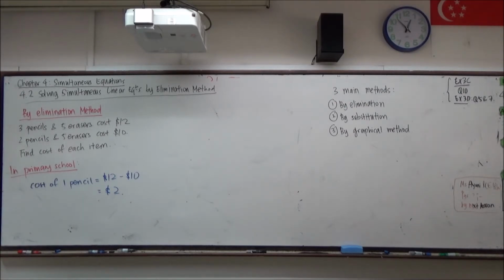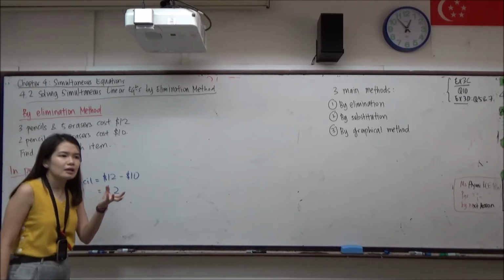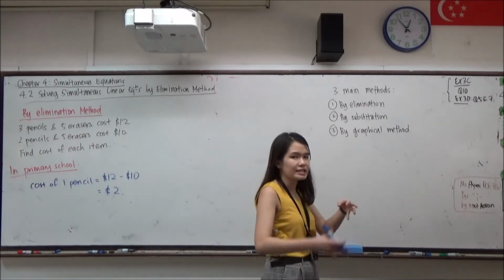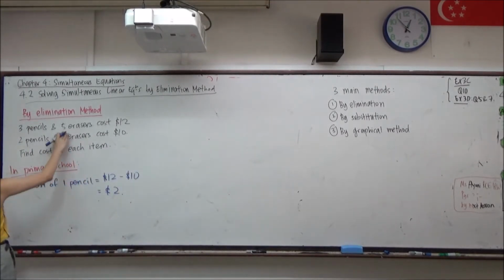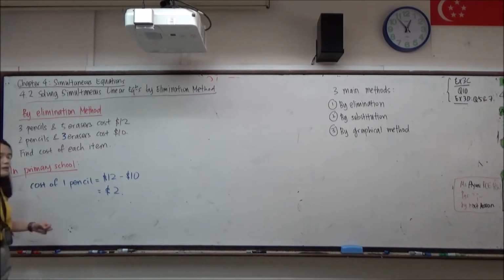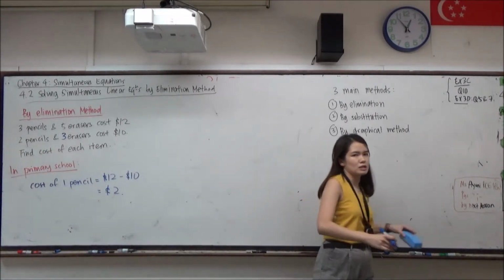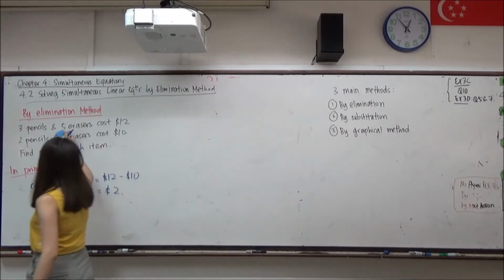Why is it that such a method actually works? Because the difference is $2. So we're looking at the difference over here. In order for us to do this difference, what must happen in the situation? Will it work if instead of 5 erasers, I have 3 erasers over here? No. So what is the most important thing that allows this method to work? The other side is the same.